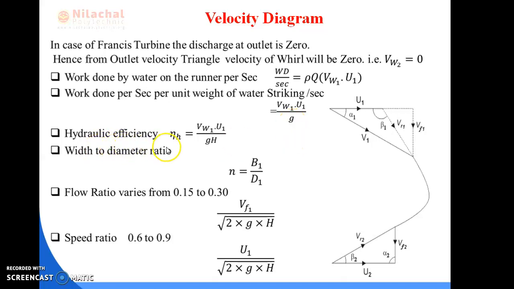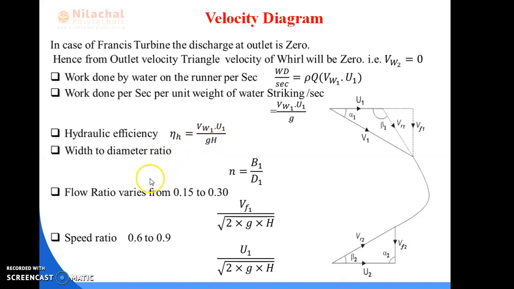Calculate the hydraulic efficiency: eta H is equal to runner power by water power, and runner power is equal to rho Q Vw1 U1 and water power is equal to rho g Q H. So rho Q will be cancelled and we are getting hydraulic efficiency as Vw1 U1 by gH, where H is known as the net head available at the inlet of the turbine.